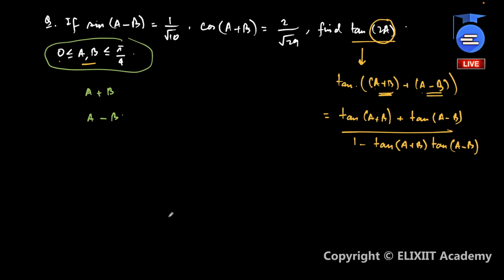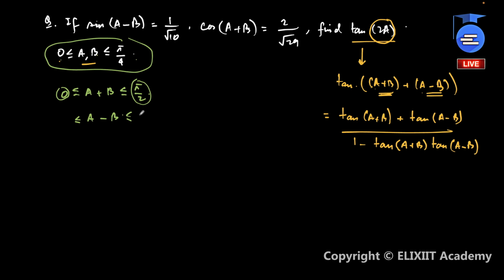Okay. So first of all, A lies between 0 and pi by 4. B also lies between 0 and pi by 4. So clearly you can see the minimum value of A plus B will be 0 only, and the maximum value of A plus B will be pi by 2, pi by 4 plus pi by 4. You can clearly see from here, this is the minimum value and this is the maximum value. So minimum to minimum, A plus B will take the value of 0, and maximum it can take pi by 2.